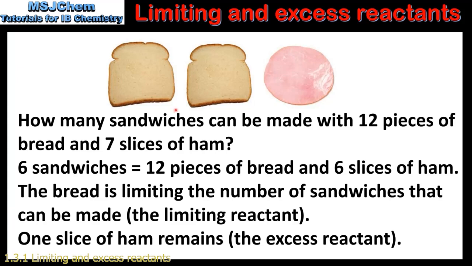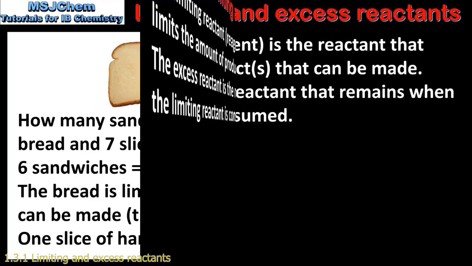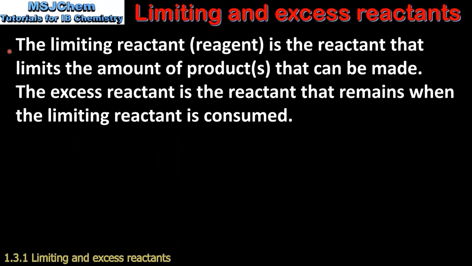So if this were a chemical reaction, the bread would be the limiting reactant and the ham would be the excess reactant. This is because the bread is limiting the number of sandwiches that we can make. And after all the bread has been used up, we have 1 slice of ham remaining. So next we look at how to determine the limiting reactant and excess reactant in a chemical reaction. So first we look at the definitions. The limiting reactant, also known as the limiting reagent, is the reactant that limits the amount of product that can be made. And the excess reactant is the reactant that remains when the limiting reactant is consumed.